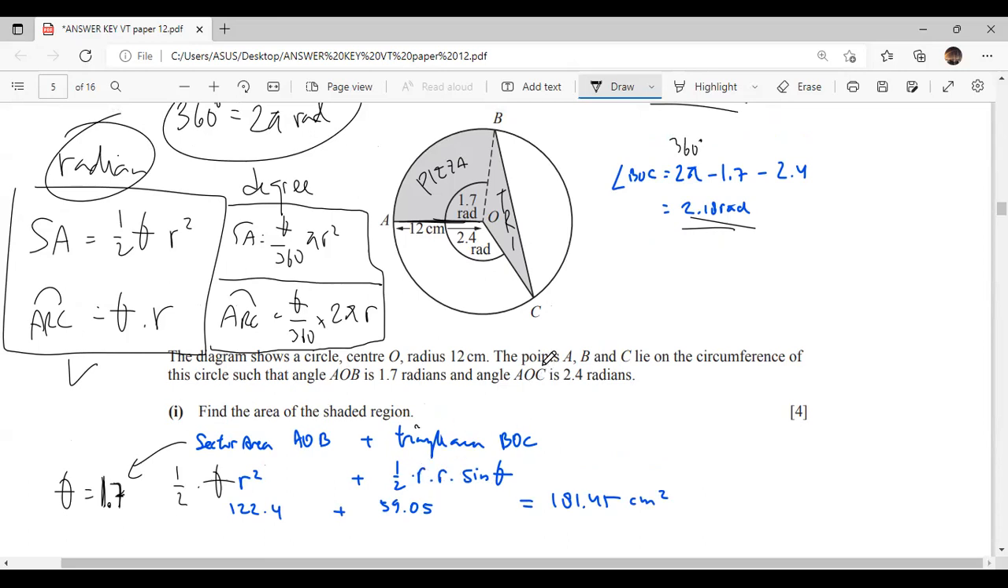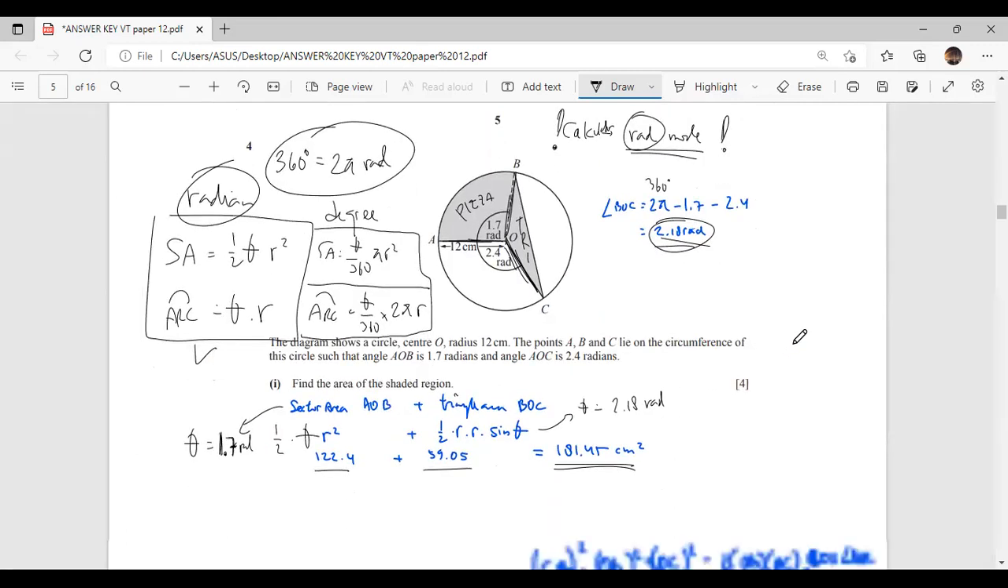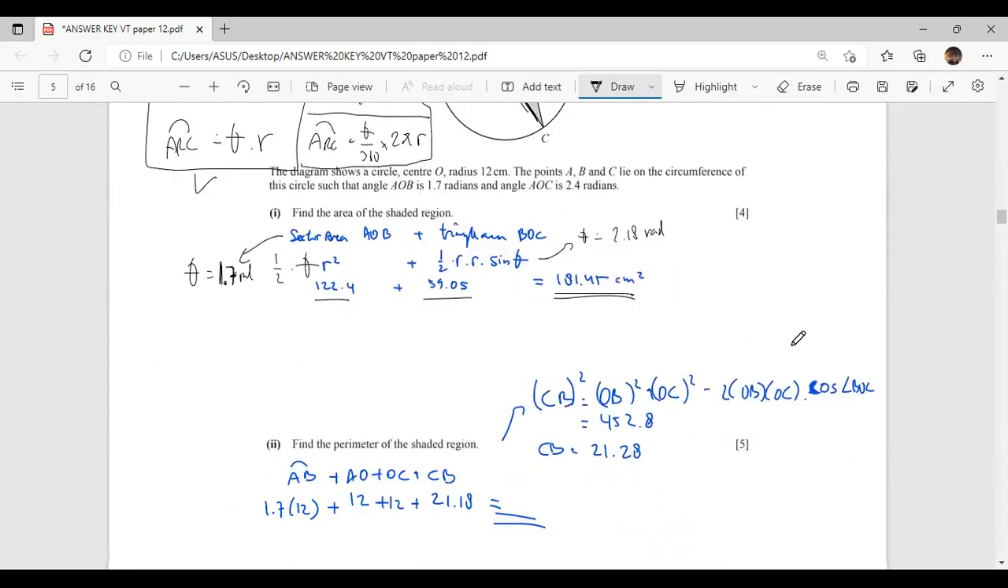So for the triangle area, the formula of a triangle is half times the adjacent sides, the multiplication of adjacent sides, r times r times sine theta. The theta is different. The theta of this is 2.18 because it is BOC, right? You pick this. Okay, and then you use the calculator in radian mode, be careful. And then you get this 122.4 plus 59.05. So the answer will be 181.45.